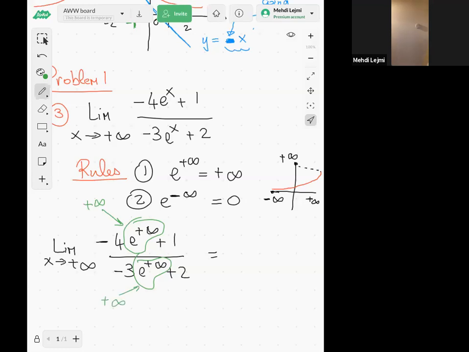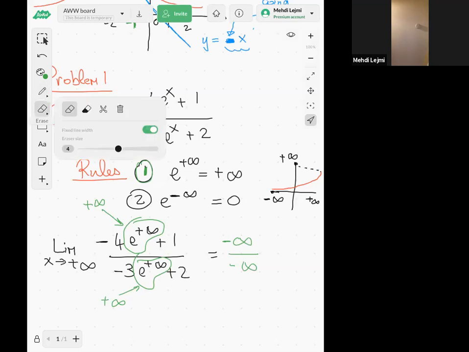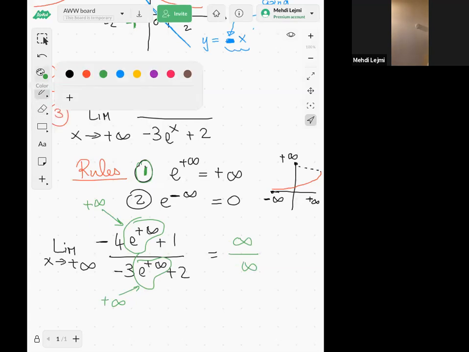Now, because of our first rule, positive infinity times negative four is going to be negative infinity. Negative infinity plus one is still negative infinity. So in the top, it's negative infinity, because positive times negative is negative. In the bottom, it's also negative infinity. My point is, whenever you have infinity over infinity, that's an indeterminate form.